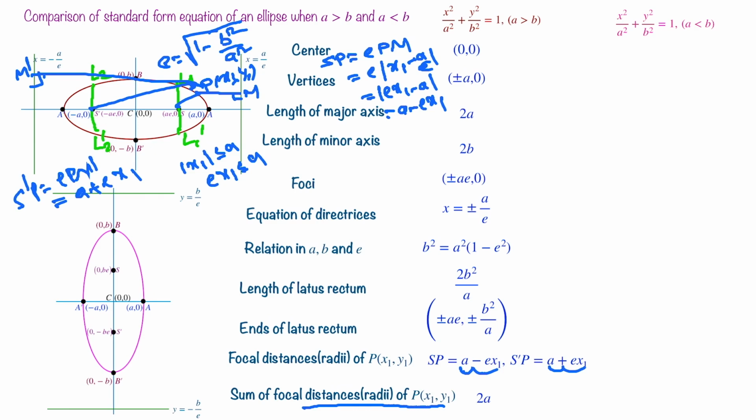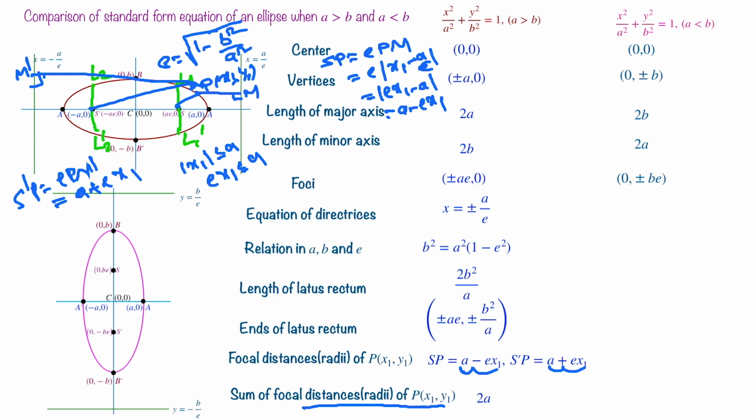Next, let us look at the case when a is less than b. We get this tall and skinny ellipse. Of course, the center is again 0, 0, but this time the vertices are going to be B, B dash, so the coordinates are 0, comma plus or minus b. The length of the major axis is going to be 2b. The length of the minor axis, this time A, A dash, is going to be 2a. And the foci S, S dash lie on this y axis: S is going to be 0, comma b, and S dash is 0, comma minus b.